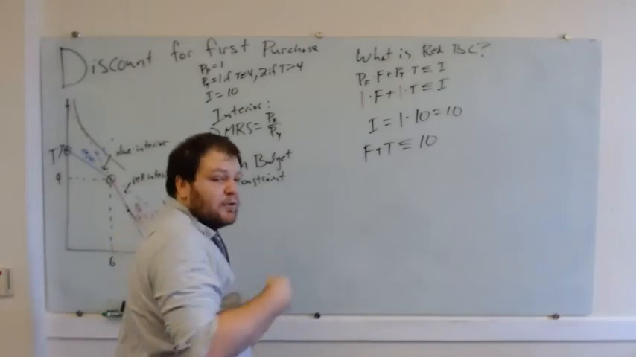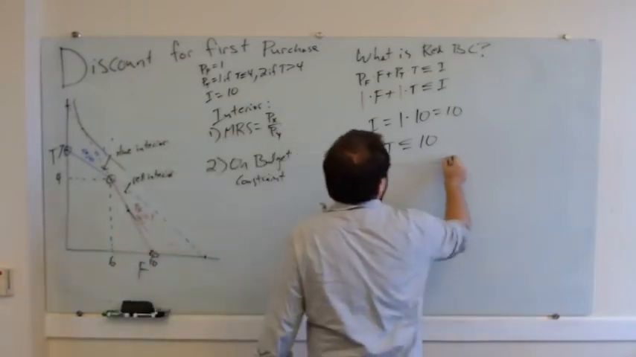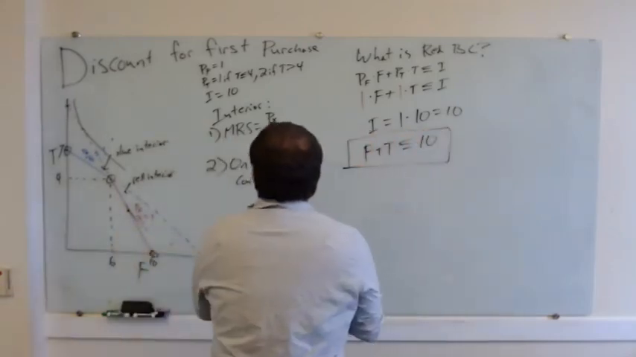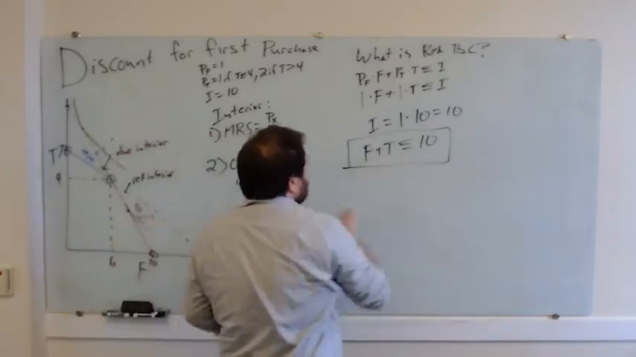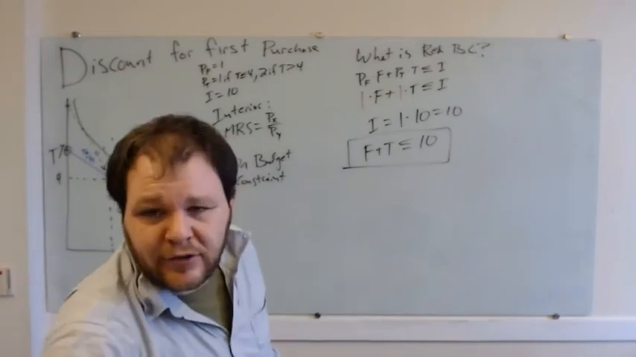Okay, so when we try to solve this problem, first we're going to find our MRS, set it equal to our price ratio, and then check to see whether we're inside this budget constraint.